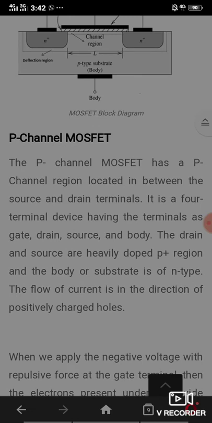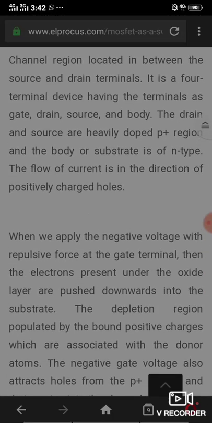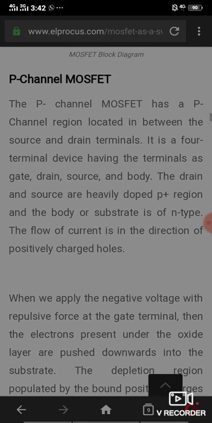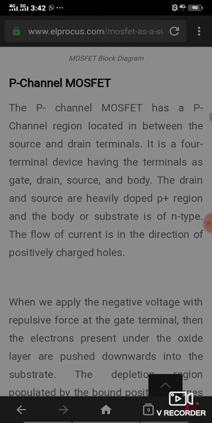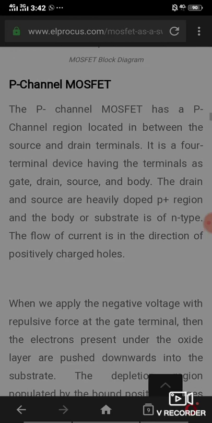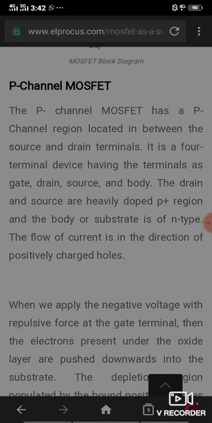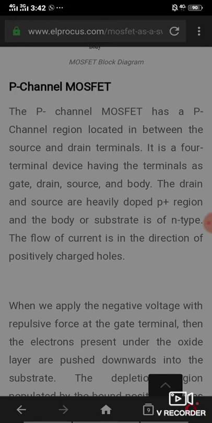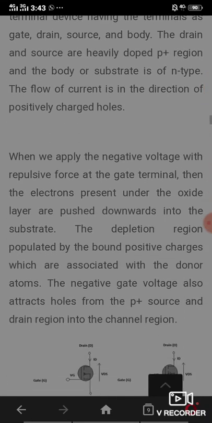P channel. The P channel MOSFET has a P channel region located in between the source and drain terminal. It is a four-terminal device having the terminals gate, drain, source, and body. The drain and source are heavily doped p-type regions, and the body or substrate is of n-type. The flow of current is in the direction of positively charged holes.